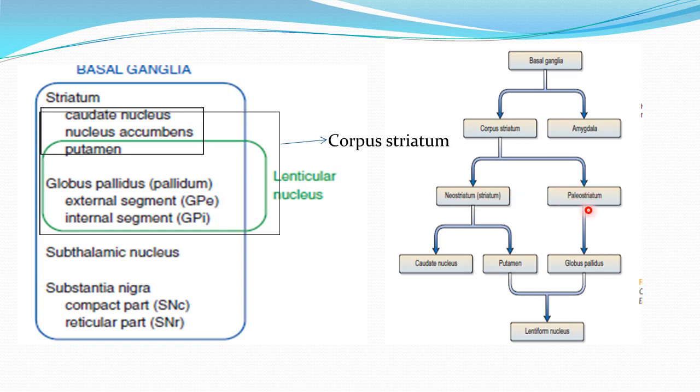The striatum is the caudate nucleus and putamen, also known as neostriatum. The globus pallidus is known as paleostriatum. See here, neostriatum has the caudate nucleus and putamen, and paleostriatum is the globus pallidus. Putamen and globus pallidus together are known as the lenticular nucleus. These are terms. Okay.